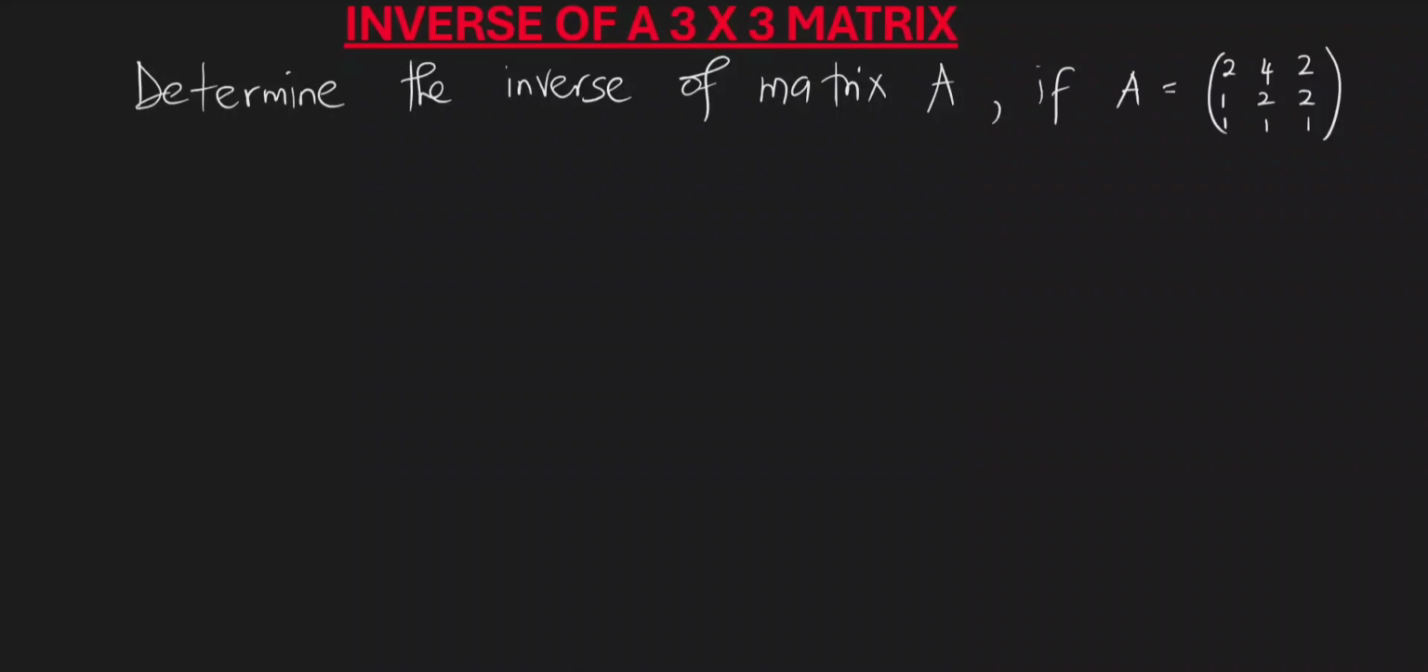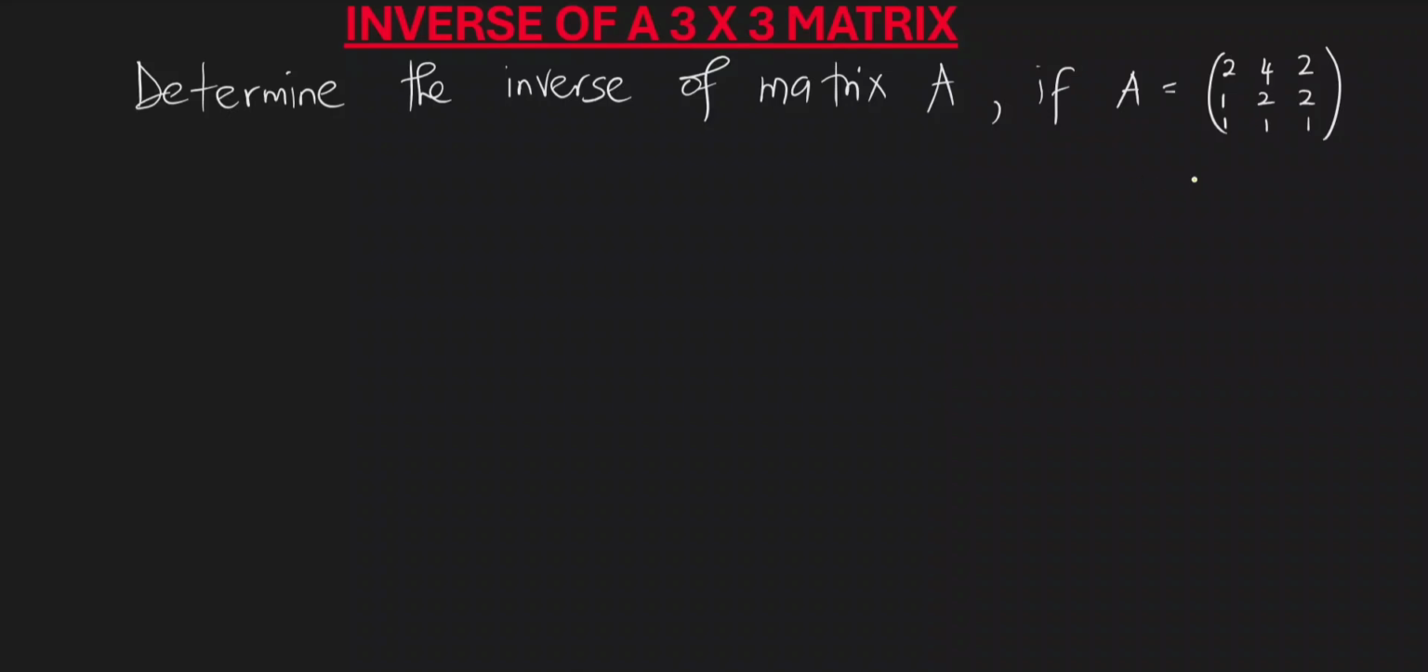In this video we are doing the inverse of a 3 by 3 matrix. So let us see the steps that we have to follow in order to get the inverse of our 3 by 3 matrix. In this case we have an example that I want us to use, which reads: determine the inverse of matrix A if A is 2, 4, 2, 1, 2, 2 and 1, 1, 1. So the first step is to determine the determinant of the matrix.